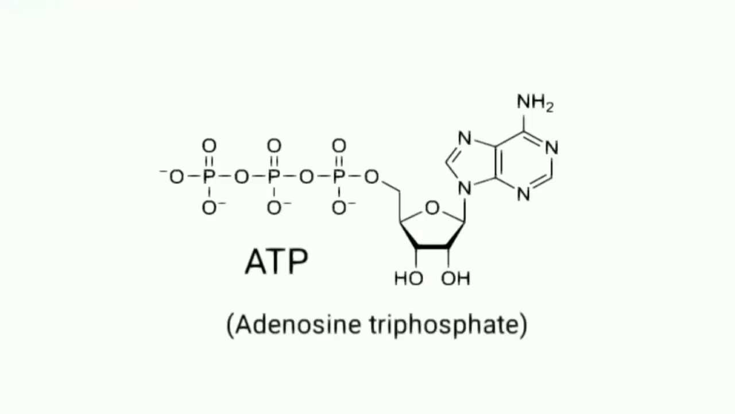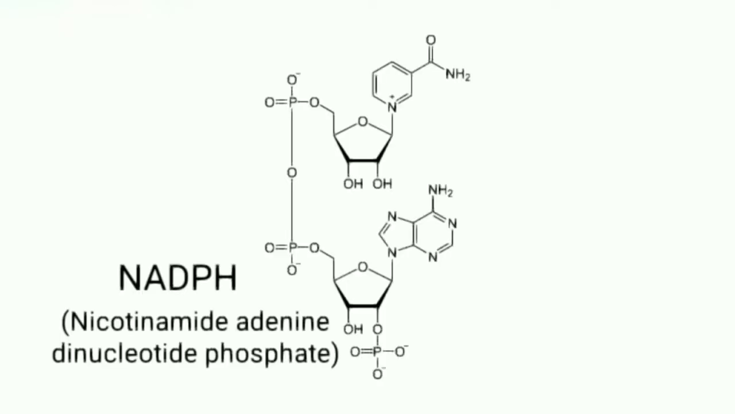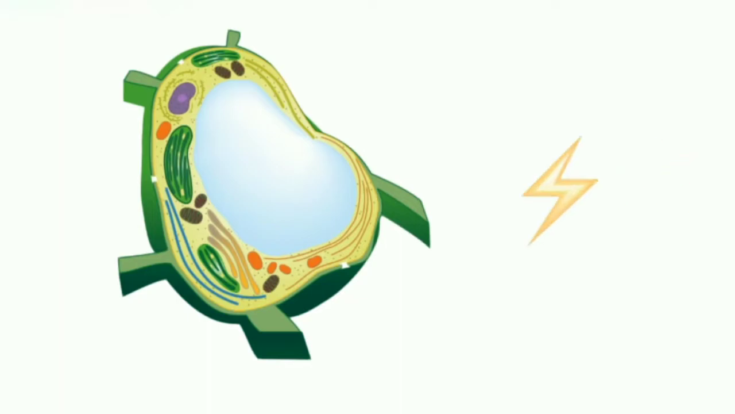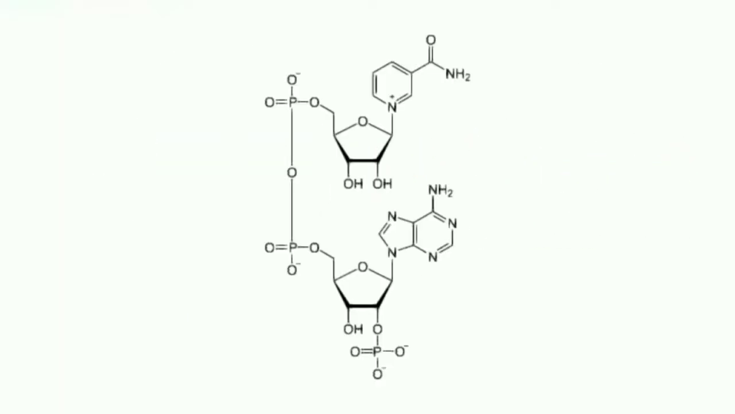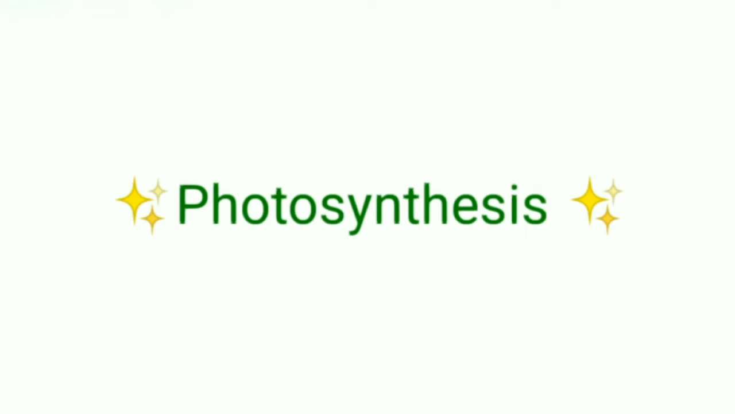The chemical reaction also produces a molecule called ATP and another molecule called NADPH. Both of these allow a cell to store energy. The ATP and NADPH also will take part in the synthesis part of photosynthesis.